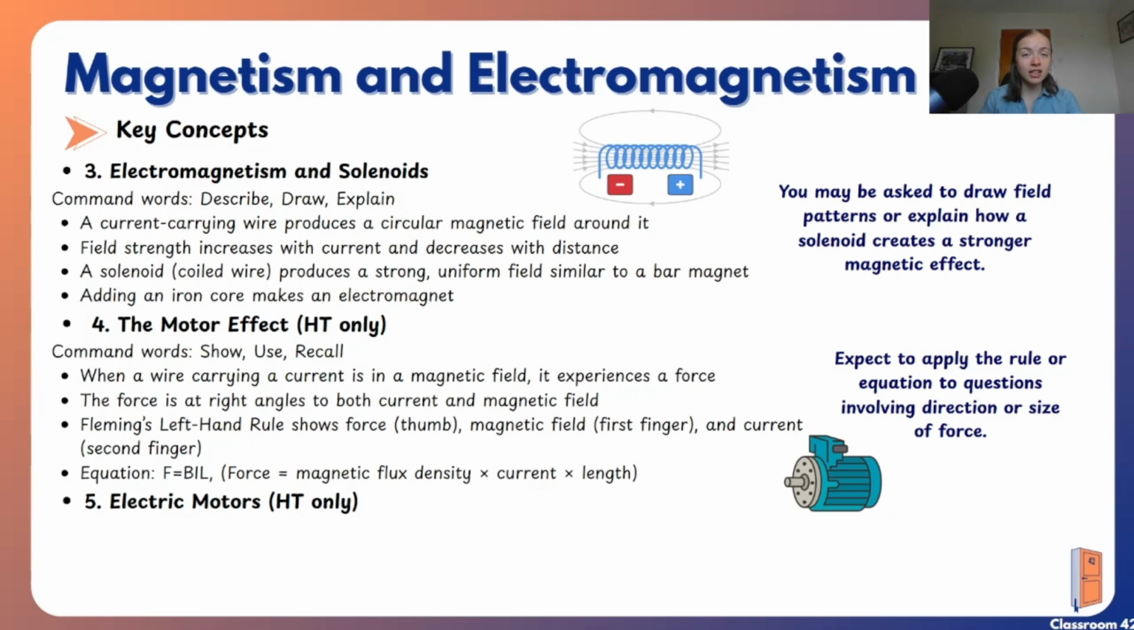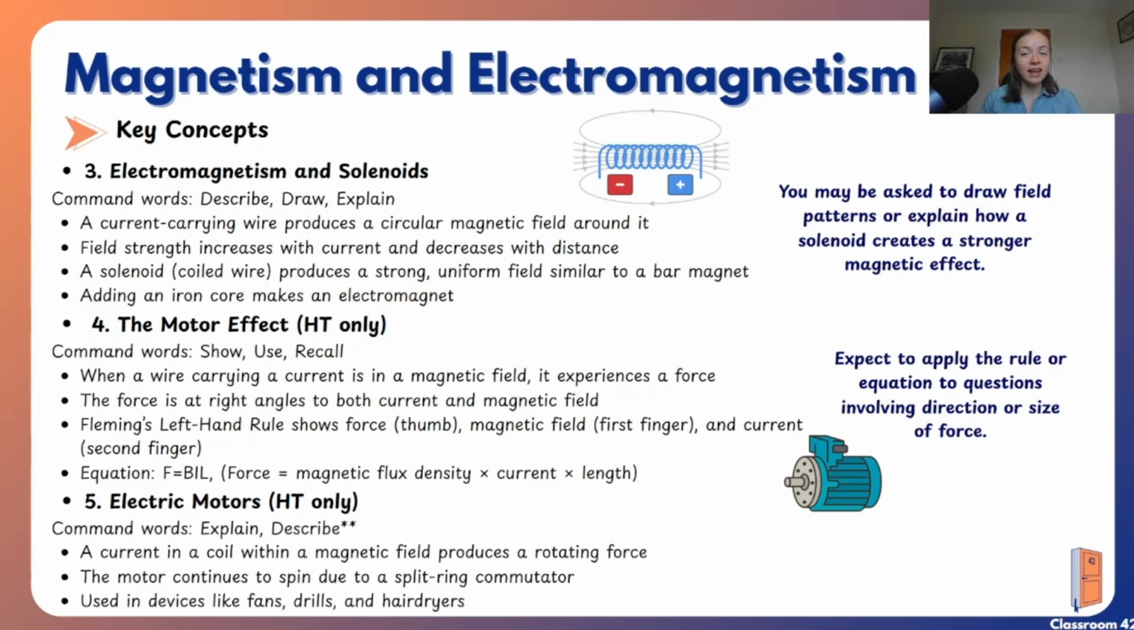And again, if you're a higher tier only student, you need to be able to understand electric motors. You need to be able to explain and describe them. For example, principles such as a current in a coil within a magnetic field produces a rotating force, and the motor continues to spin in this rotating force due to a split ring commutator. And this is used in devices such as fans, drills, or hair dryers.